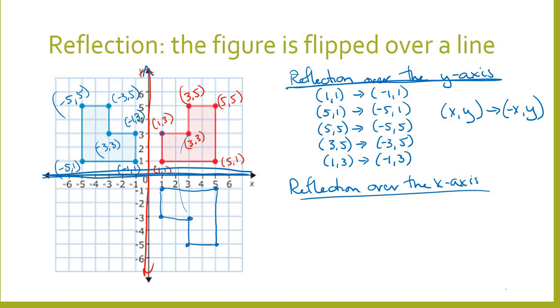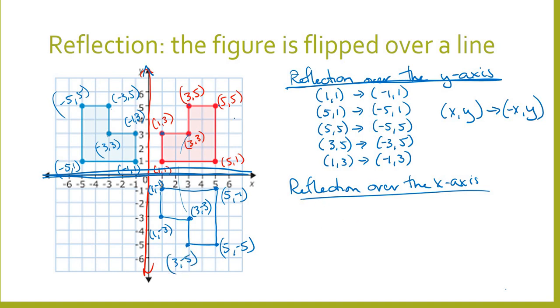Okay, so this is what your image should look like. Now we're going to put our ordered pairs in. So now I have 1, -1. I have 1, -3. I have 3, -3. 5, -1. 5, -5. And 3, -5.